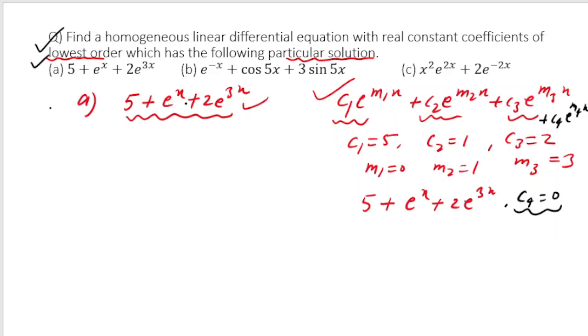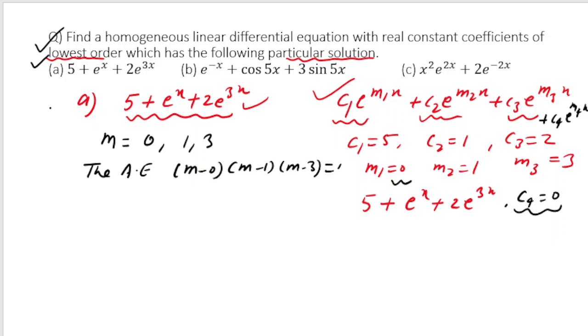So the lowest order differential equation must be of order 3, because we have 3 terms in its particular solution, and those 3 terms can be seen as a situation where one of the roots is 0, so there is just a constant term, and then one of the roots is 1 and another root is 3. So if we have to form the differential equation, the roots should be equal to 0, 1 and 3. So what will be the auxiliary equation in that case? The auxiliary equation will be m minus 0 into m minus 1 into m minus 3 is equal to 0.